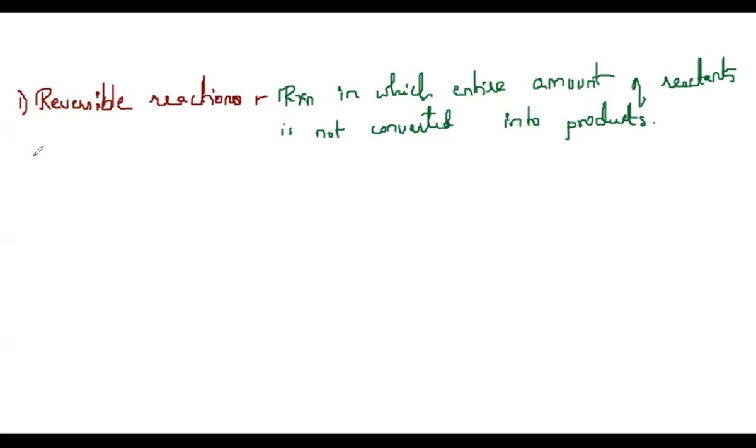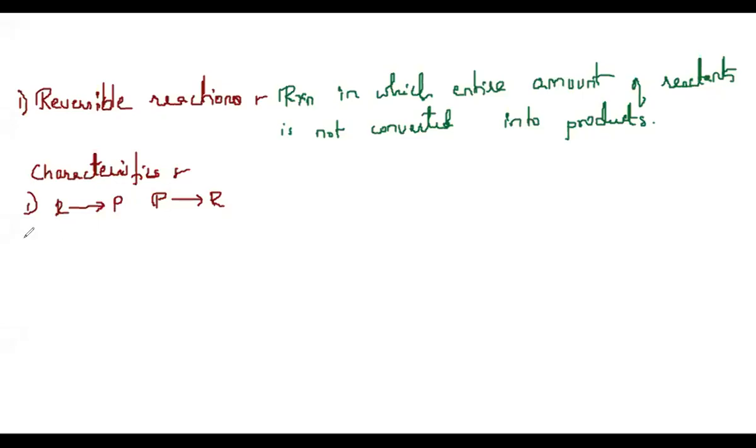Then we also have to see the characteristics. What are the characteristics of reversible reactions? We'll discuss those important characteristics required in this topic. The first characteristic says that these reactions can be started from either side. You can start from reactant to product, or you can start from product to reactant, because the entire amount of reactant does not get consumed.